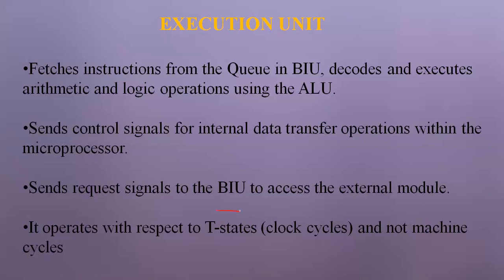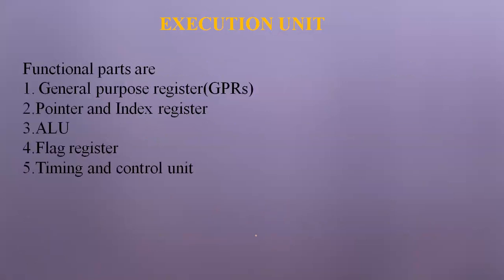1 clock pulse means 1 up and 1 down. So here this is 1 clock pulse. So one complete execution needs 4 T states. That means 4 clock pulses combined is called 1 T state. So fetch the data, decode the data, execute the data. All the complete process is done with T states and not machine cycles.